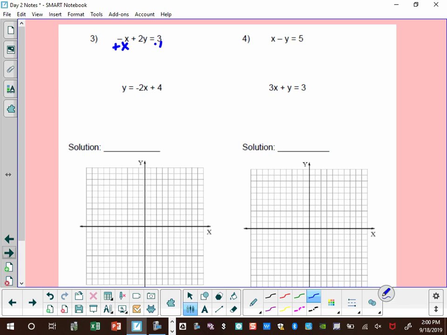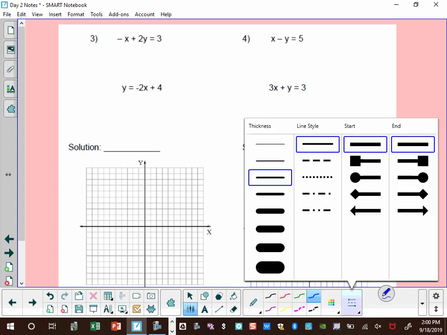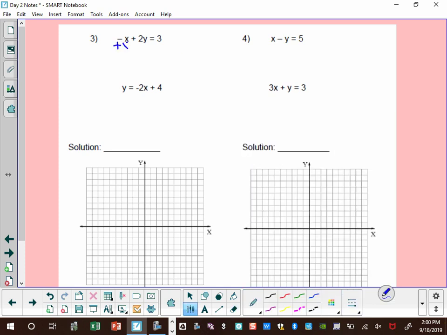Let's add x to both sides. I'm going to use my other pen. I don't have much space. Okay, so we added x, and I'm left with 2y is equal to x plus 3. Now what? I can divide by 2 on both sides. So I'm left with y equals 1/2 x plus 3 over 2. Is that right? Yeah, that's right.